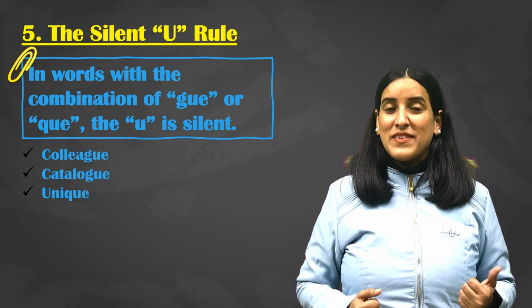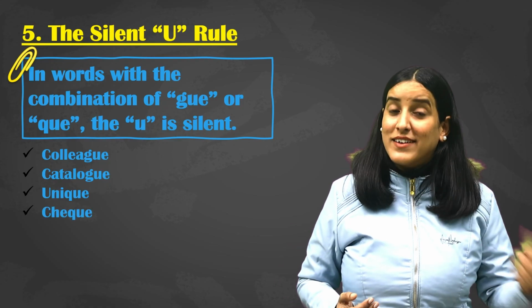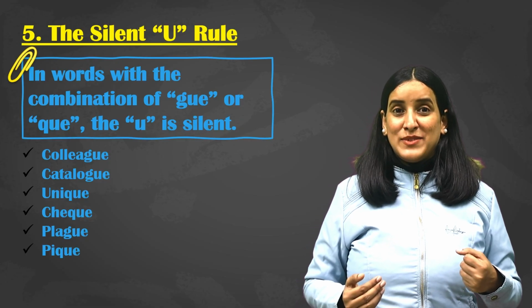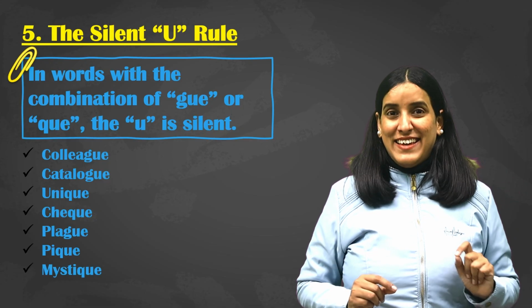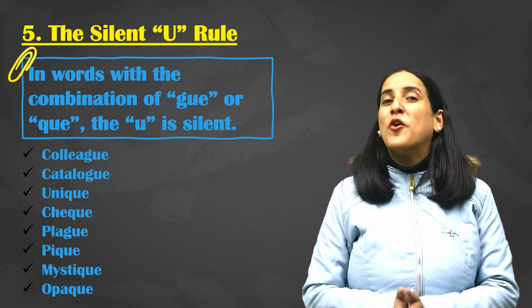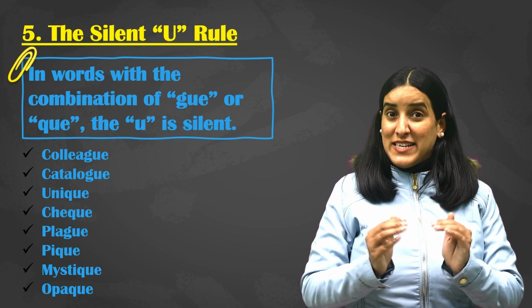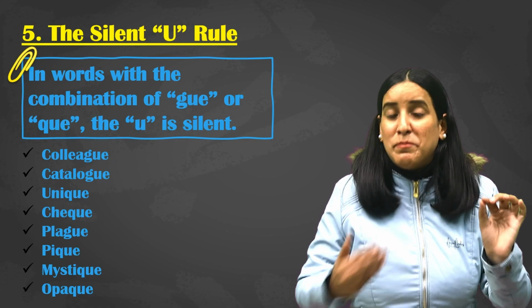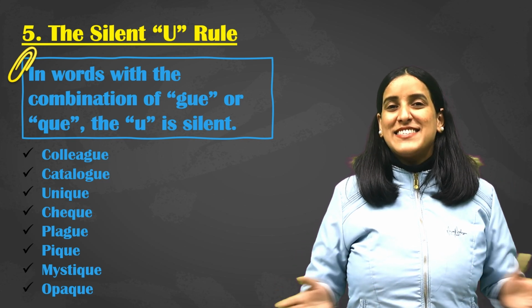What about this one? Unique, right? Not unique. Check. Plug. Yes. What about this one? How do you pronounce this? Pick. Yes. Mystic, right? And this one is opaque. So wherever we have this combination of letters together, we are supposed to skip or keep the sound of letter U silent. Yes, great.